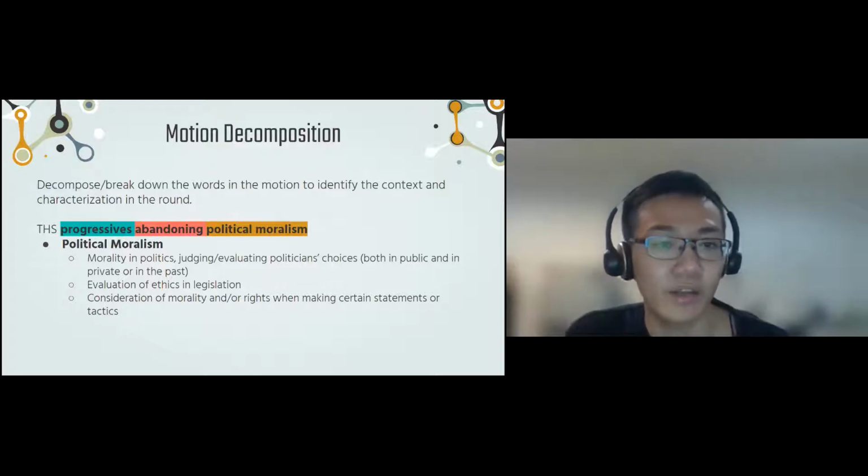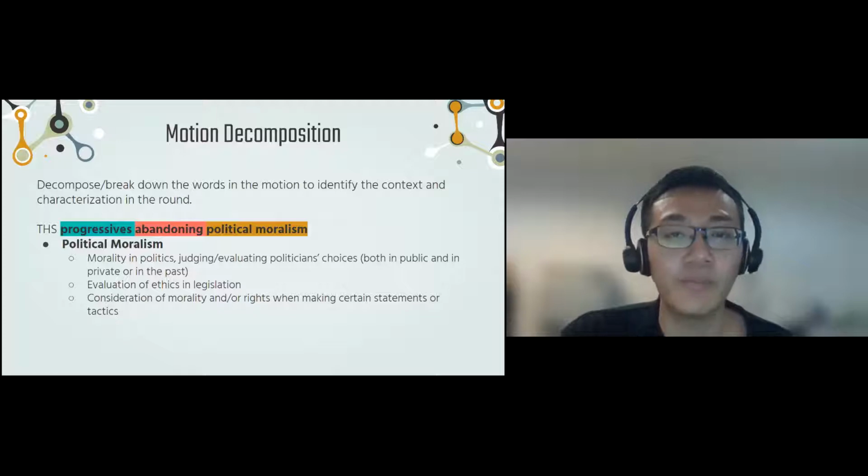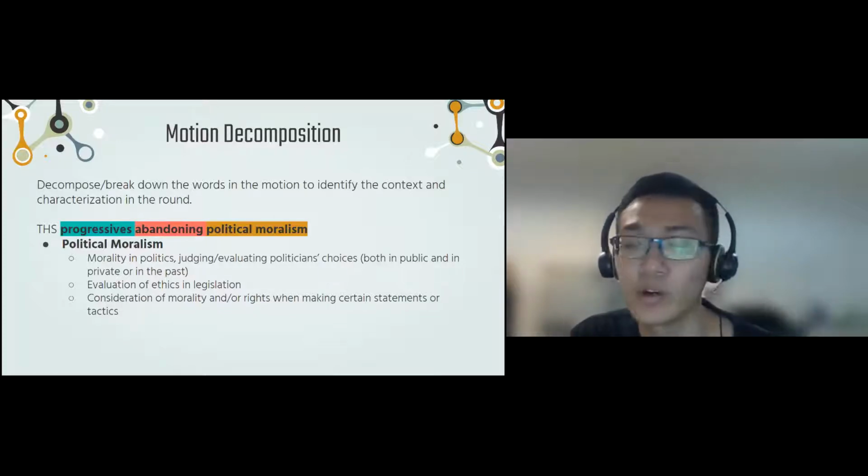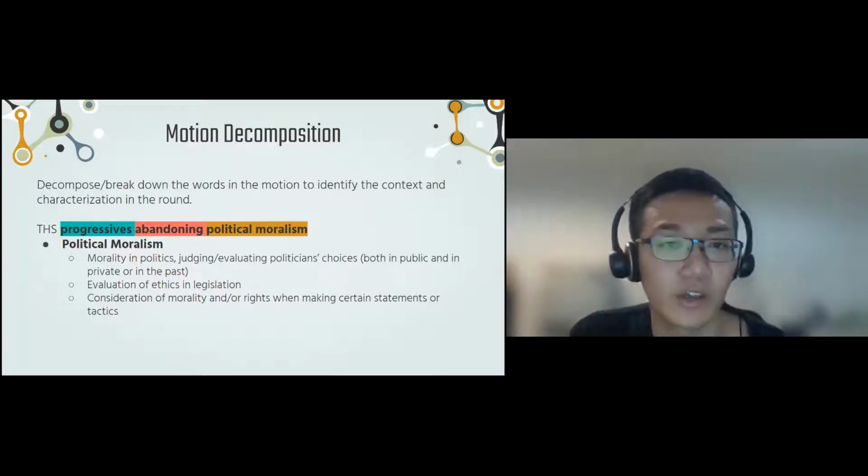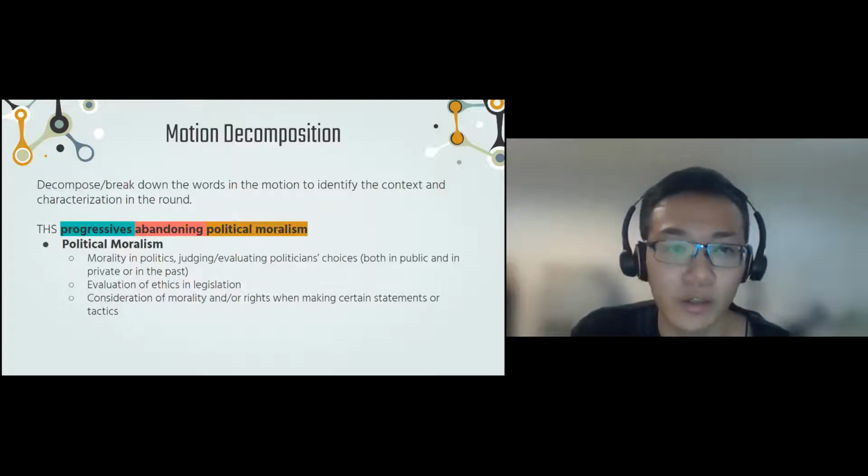And the government side is saying that they should abandon the political moralism and take a more amoral stance and a more utilitarian, or pro-utilitarian, approach towards politics. Okay, I hope that's clear.